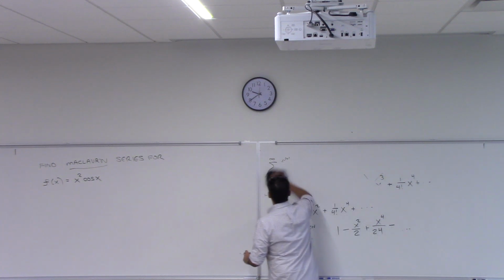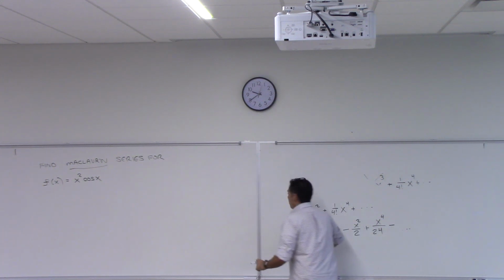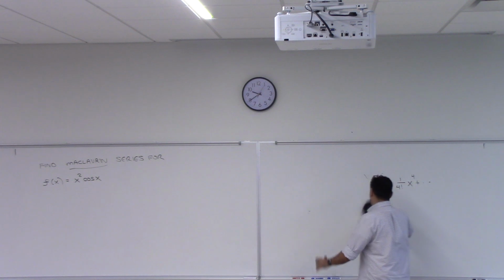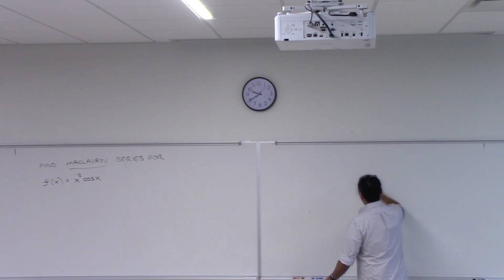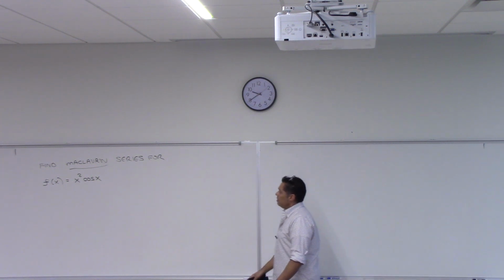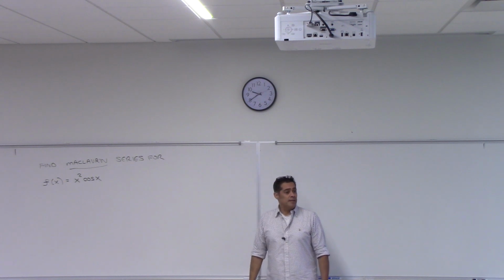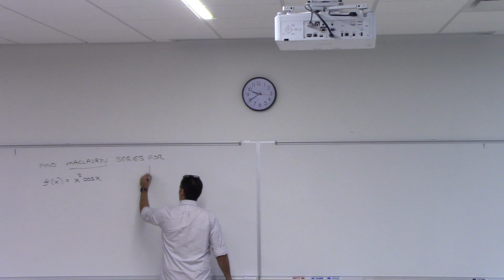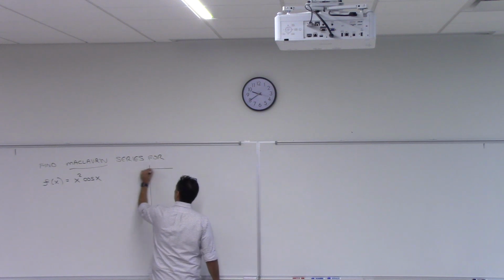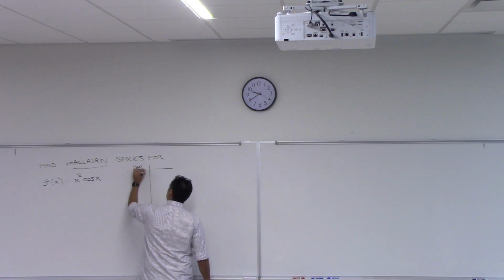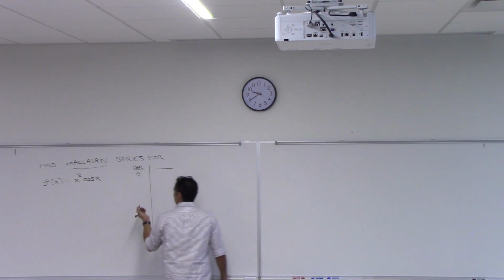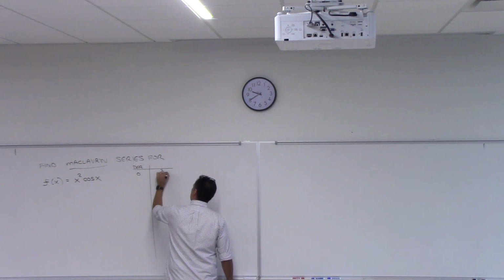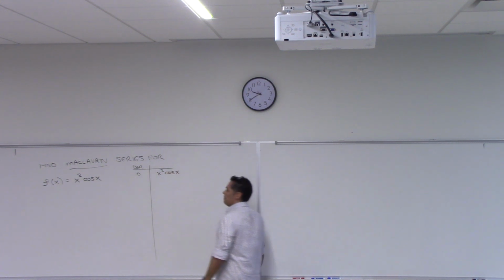But we want to be able to find the Maclaurin series for any function, right? Not just the easy ones, e to the x, sine x, cosine x. So what I'm going to do is start making a table, all right? I'm going to have the derivative right here, the zeroth derivative. Well, let's start with that. Zeroth derivative is x squared cosine x, right?